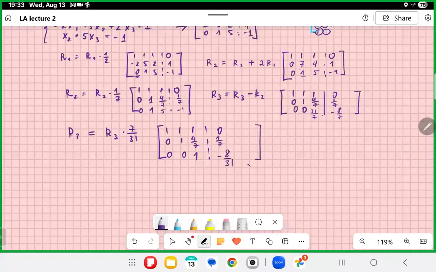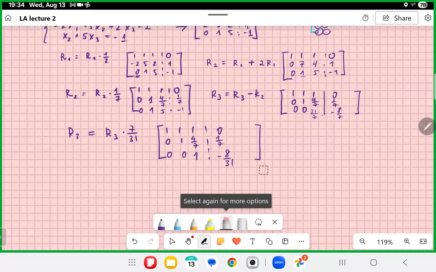Perfect. So, what should I do after? Well, what I have right now is just a row echelon form. I have ones on main diagonal, but some numbers above main diagonal and zeros below.